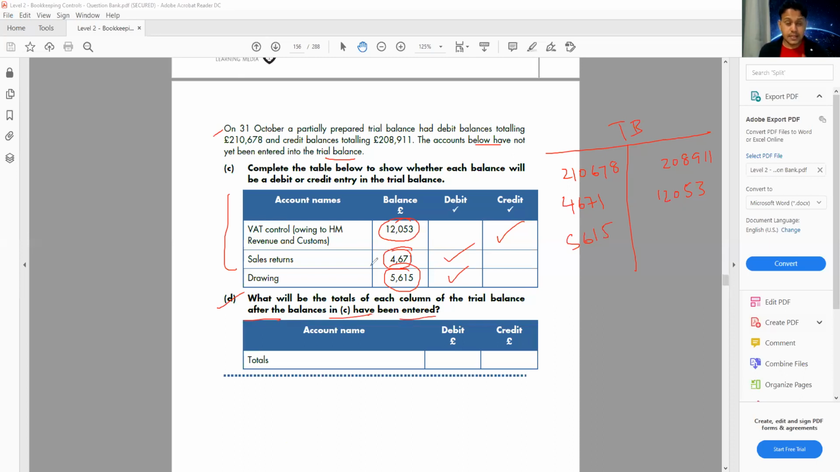After that, they ask what will be the total of each column after the balance in C has been entered. So after the correction of the balance, how much will be the total for the trial balance? We already recorded that, so all you need to do is add it, and both sides should be equal. How much is it? 220,964. So we're going to write here 220,964. That's it.